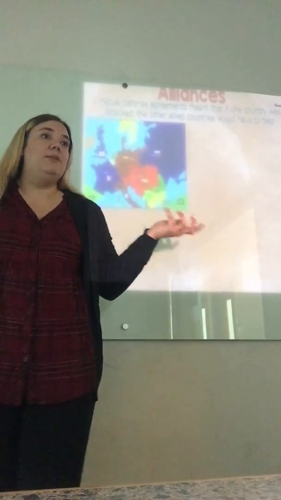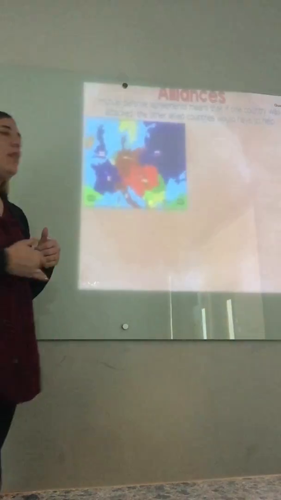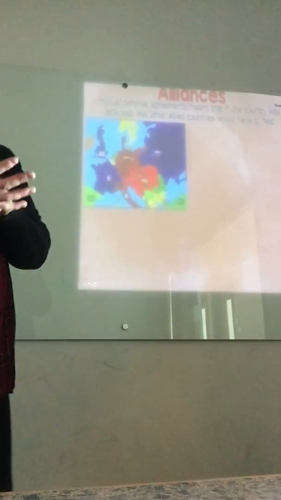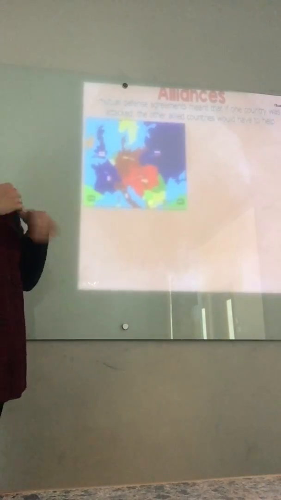What is an alliance? An alliance is a mutual agreement that if one country was attacked, the other was going to be there to help you. So think about an alliance with someone like your best friend. If someone's going to mess with them, you've got their back, right? Yeah. So, an alliance, you have these countries got together and said, well, if Germany messes with you, then I'll attack them.